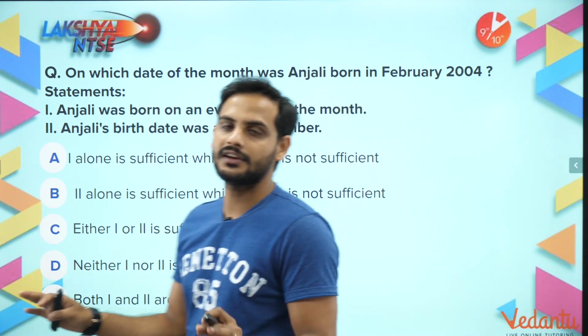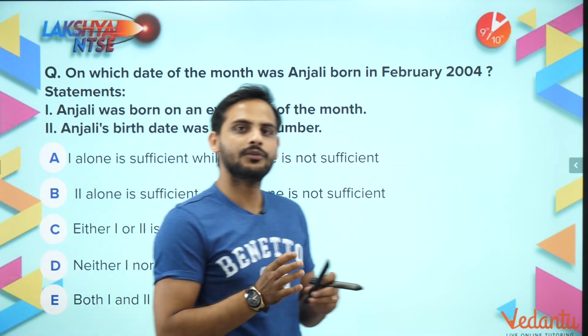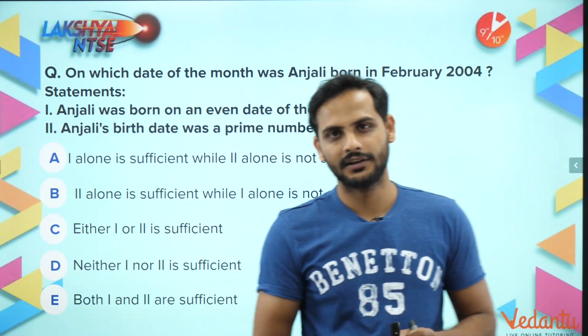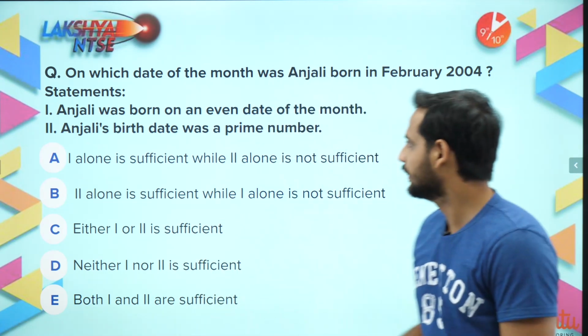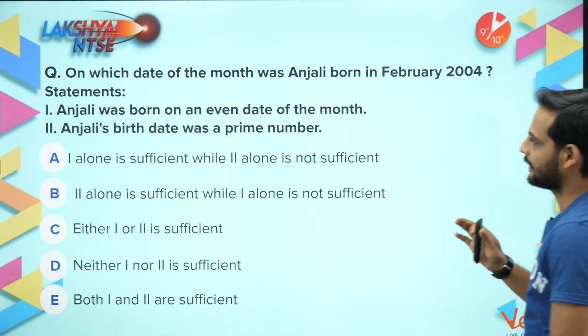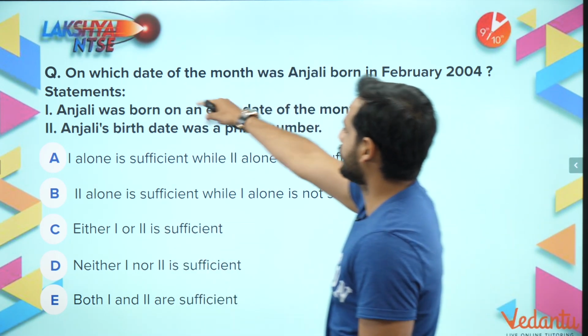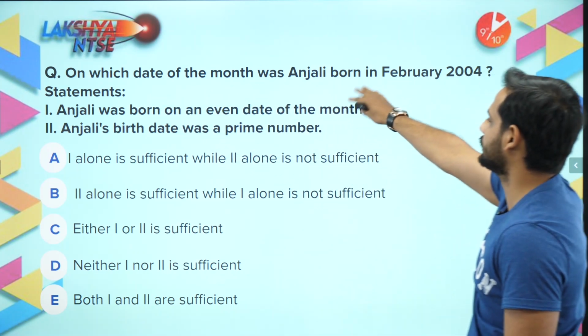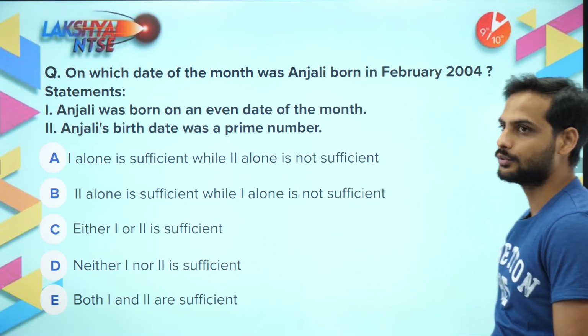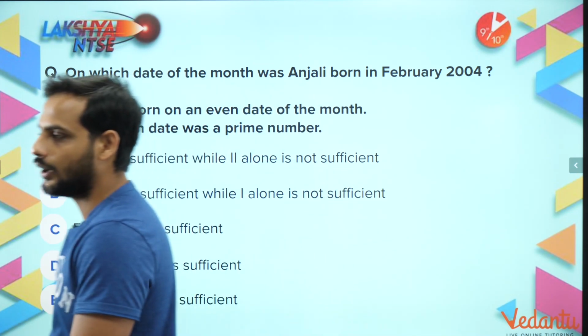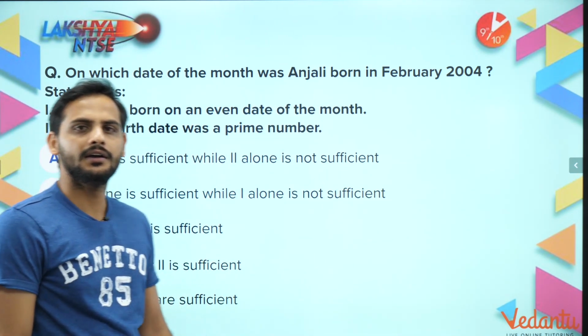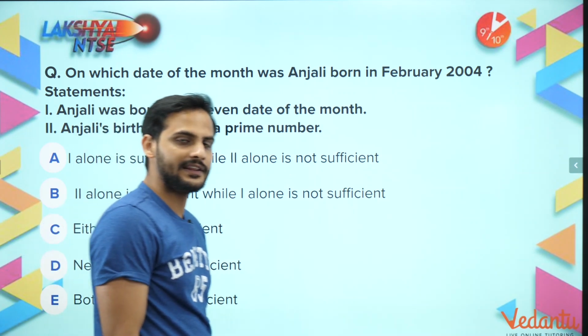Now data sufficiency is not a new topic. It will utilize the information from the previous topics only. You just have to see whether you can get the answer or not. That is the only part you have to understand here. So what is the first question? On which date of the month was Anjali born in February 2004? February 2004, which is a leap year, 29 days.